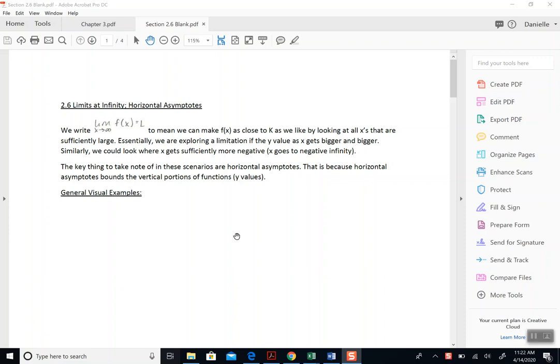When we're looking at limits where x approaches infinity or negative infinity, for example, we would write the limit as x goes to infinity of f of x equals L. This really means, as x gets bigger and bigger, what's happening to the function.